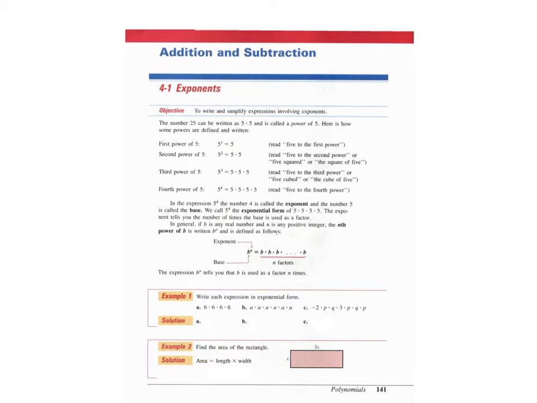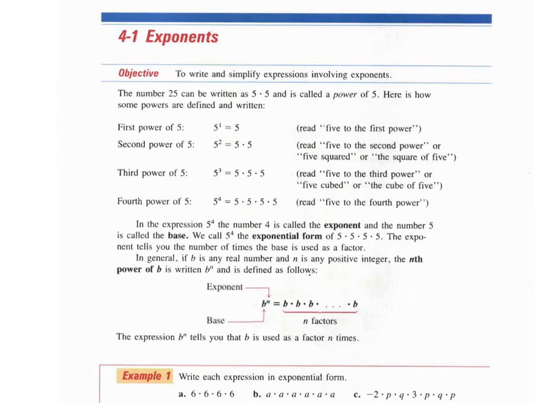Okay, so today we're going to start chapter 4. We're going to cover exponents today. So our objective here is to write and simplify expressions involving exponents. So right here at the beginning it says first power of 5. So generally when it's to the first power, you're not going to see a little 1 there. Just know that an exponent means how many times you're going to repeat multiplying that base.